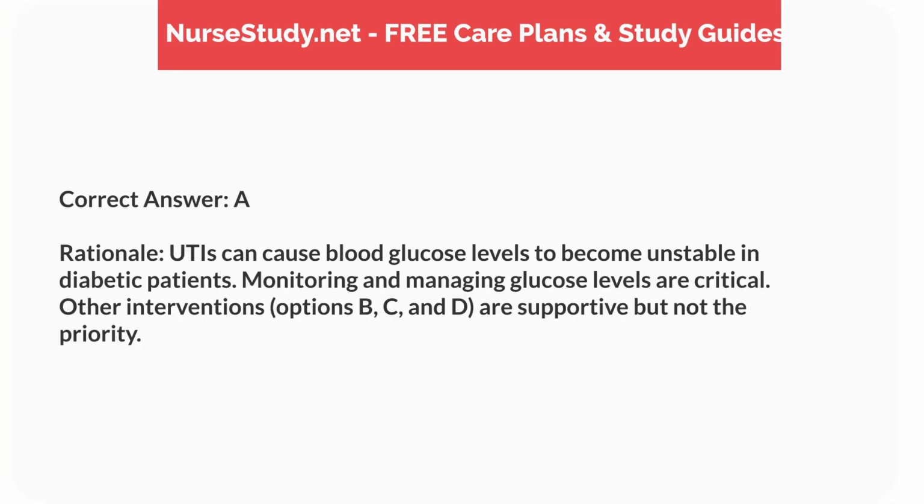Correct answer, A. Rationale: UTIs can cause blood glucose levels to become unstable in diabetic patients. Monitoring and managing glucose levels are critical. Other interventions, options B, C, and D, are supportive but not the priority.